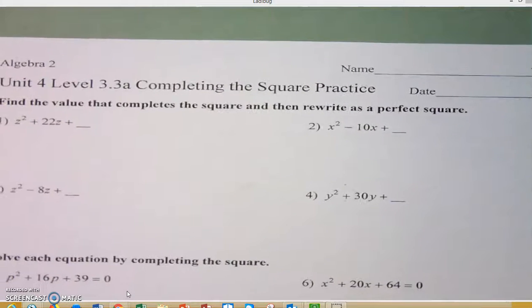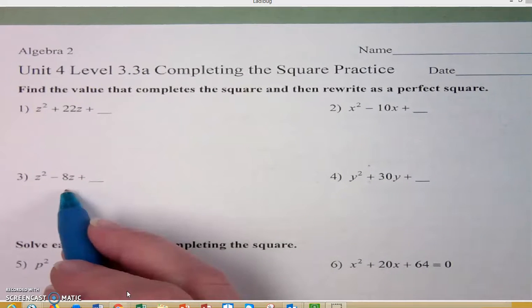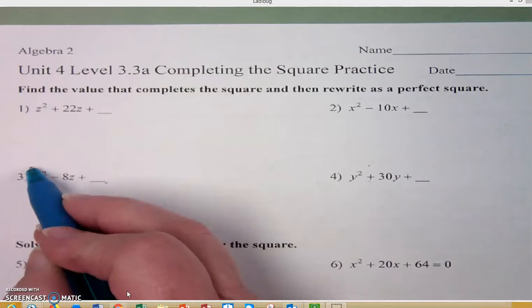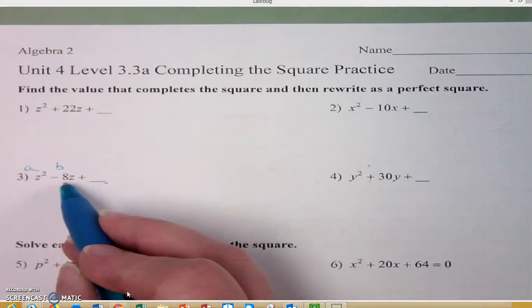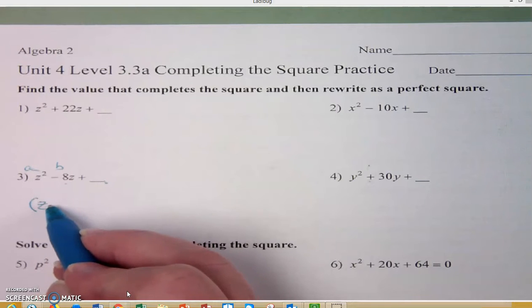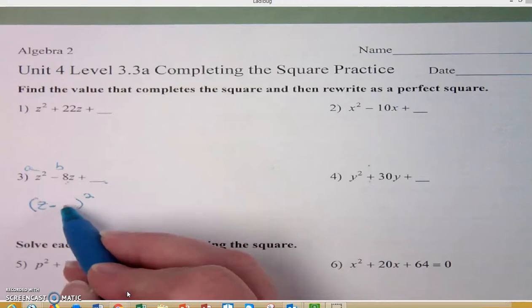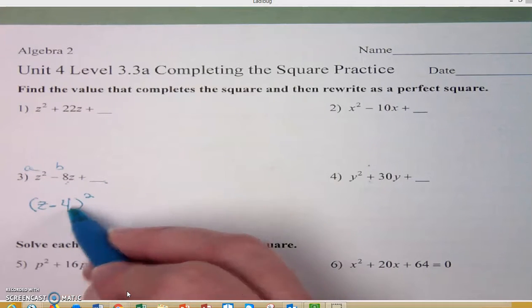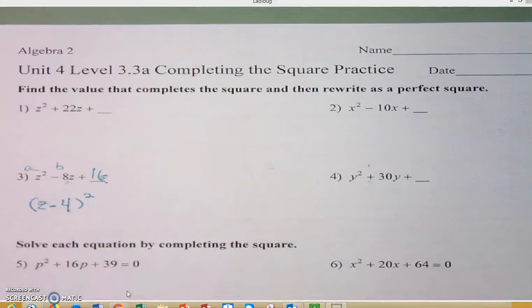Let's do one with a negative, say number 3. We have z squared minus 8z plus, what is that? This is our a, this is our b. We want to know what our b is. So let's take our b, negative 8. We know that whenever we rewrite it as a perfect square, it's going to be z minus something squared. 8 divided by 2 is 4. So I'm going to put that right here. What goes here would be that number squared. 4 times 4 is 16.